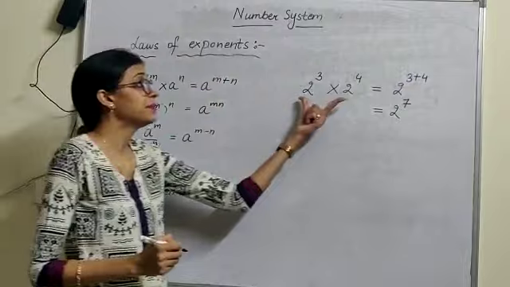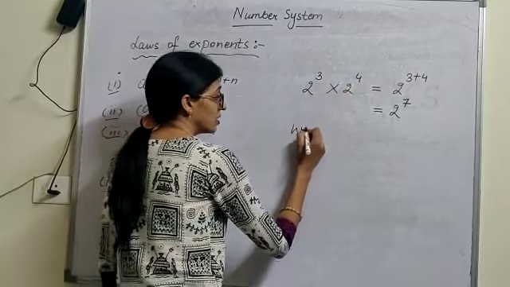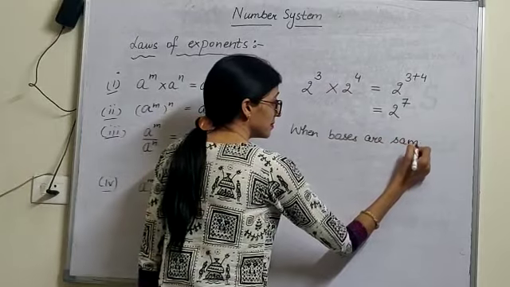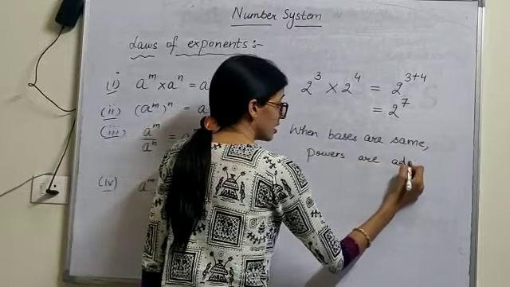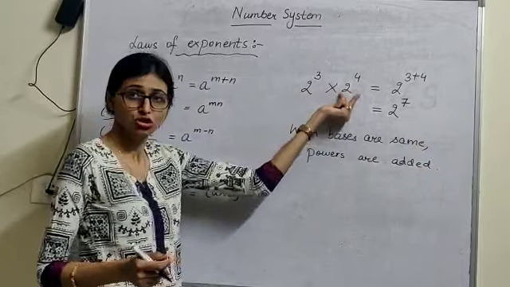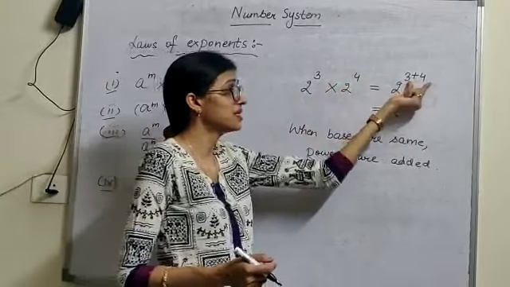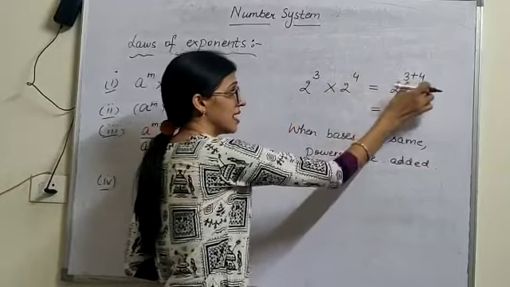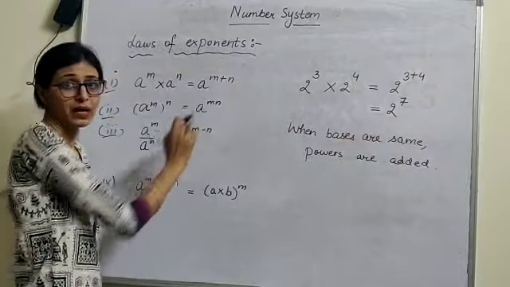That means when bases are same, powers are added. You can write it down. When bases are same, powers are added. Here the base is same, the base is 2, only the exponent is different. So when the base is same, the powers are added. We write both the bases as a single base and the powers are added. So we get 2 raised to power 7. This is the first part.